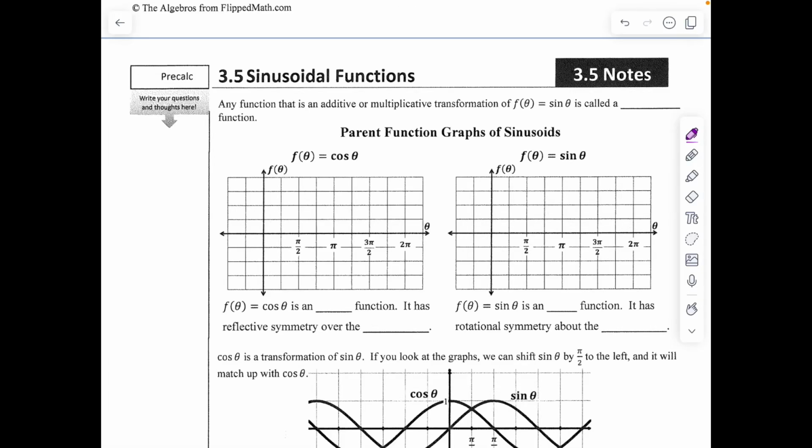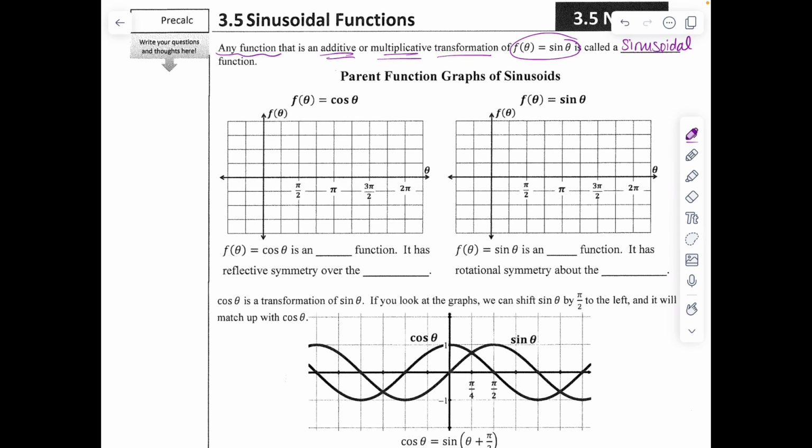Hey everybody, today we're going to talk about sinusoidal functions. So we've been talking about sine and cosine, and today we're going to talk about the fact that any function that is either an additive or multiplicative transformation of sine theta is called a sinusoidal function. So what does that mean?